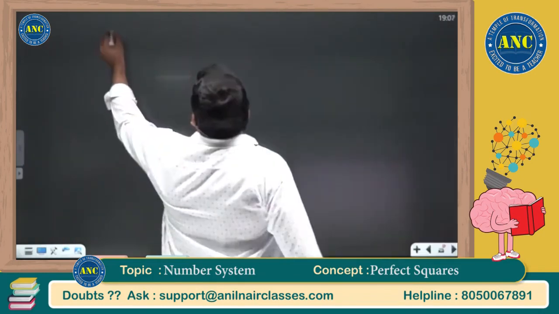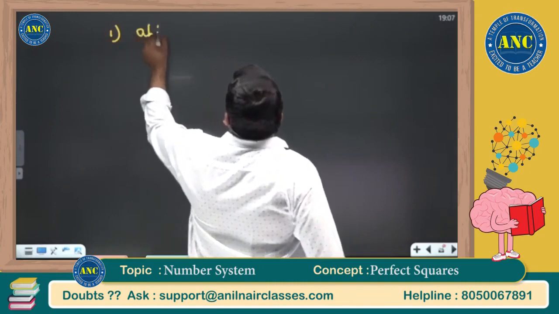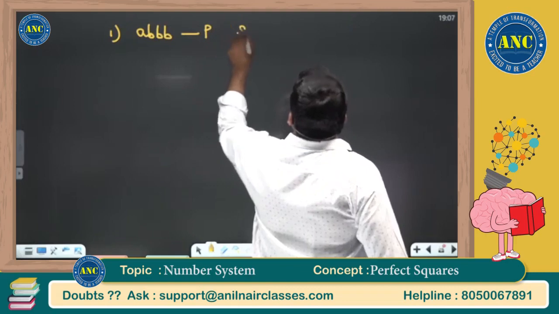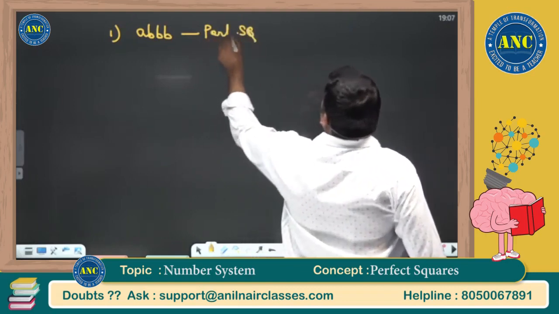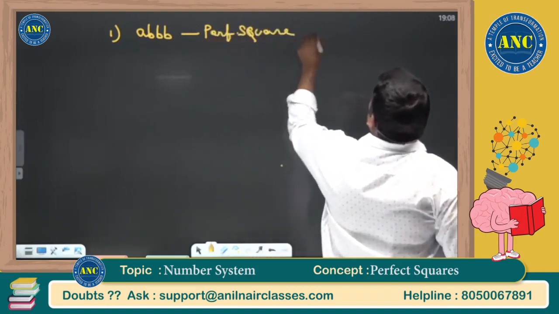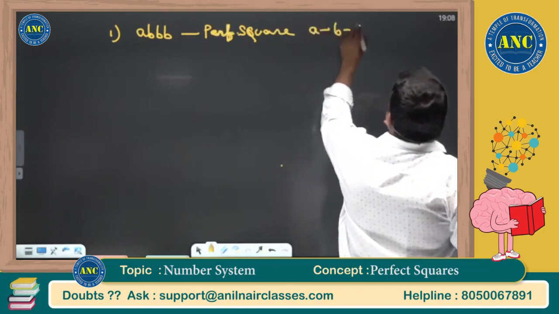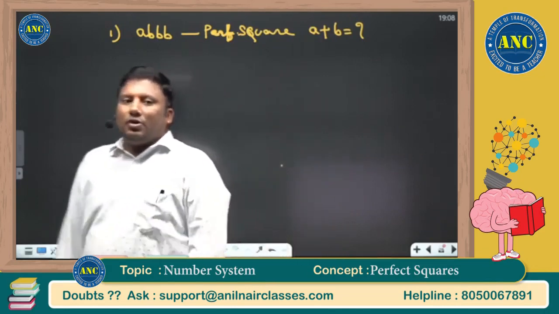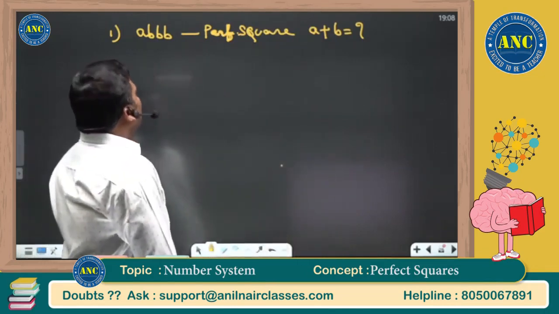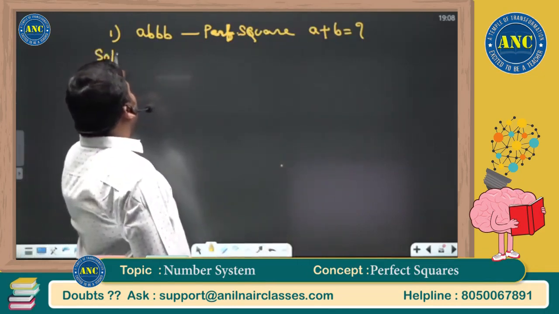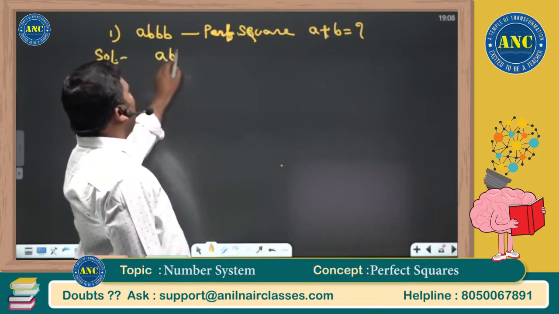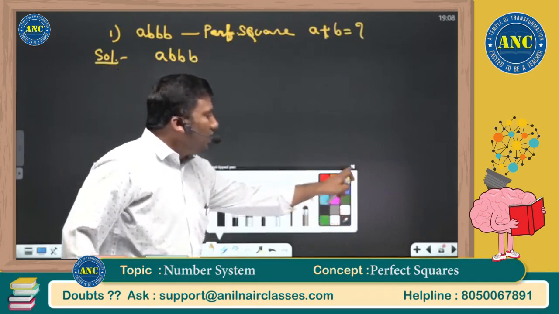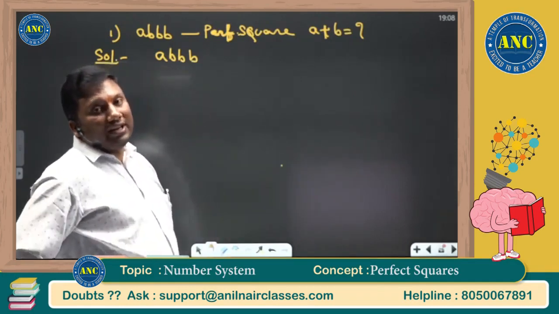Shall we solve? Don't miss any class of mine. A triple B is a perfect square. Find the value of A plus B. Now see here. Solution. It's a very, very easy question. A triple B is a perfect square. We have to decode the values for A and B.